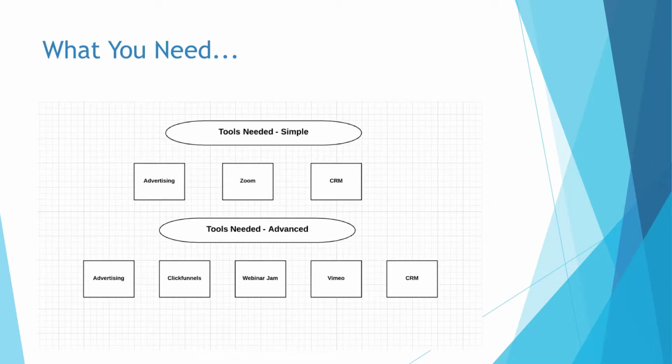Here's what you're going to need. We talked about the simple version and then the advanced version. Let's just go through both. We're going to cover the simple version today, but I do want to let you know what's possible in the advanced version. So in the simple, we obviously need an advertisement, whether that's Facebook, Google, radio, newspaper, handouts in your office, emailing your list, whatever it is. We need some type of advertisement. We need to let people know that we are holding this particular webinar, right?